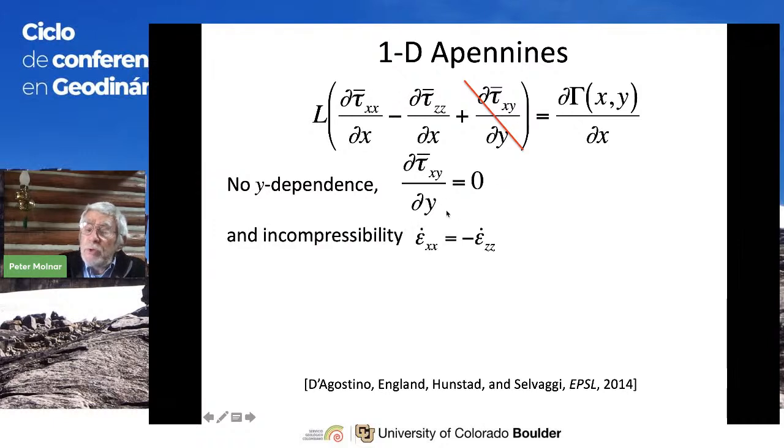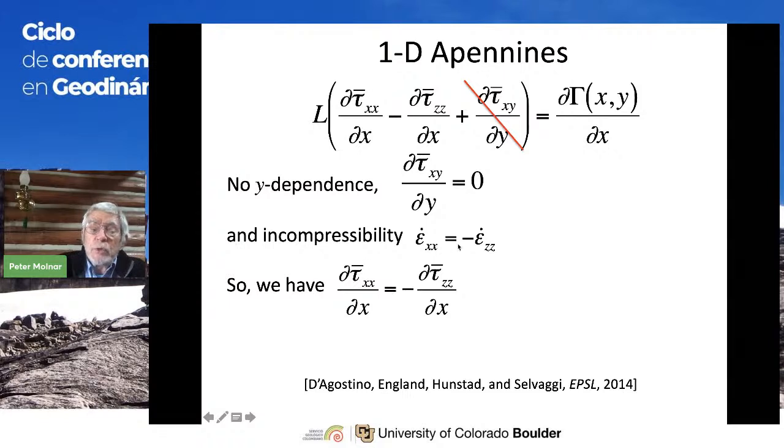And then we assume incompressibility. So that means that the horizontal compressive strain is minus the vertical compressive strain. If this is extending, then this is compressing, and vice versa. And because the stresses are proportional to the strain rates, we can convert this into a statement that the gradient in the horizontal compressive stress is minus the horizontal gradient in the vertical compressive stress. And these stresses, of course, just depend upon the gradients of the velocity times a viscosity. Here we're being very simple with a Newtonian viscosity. This is simply the relationship that does this.